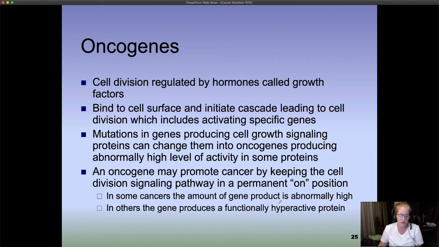Sometimes in cancers, the amount of gene product is abnormally high, and this is sometimes used as a biomarker to hopefully detect cancer very early. Sometimes the mutation results in a gene product where the protein itself is hyperactive. So it's not that the gene is turned on and being transcribed more quickly, but that the actual protein works better than it did before the mutation.